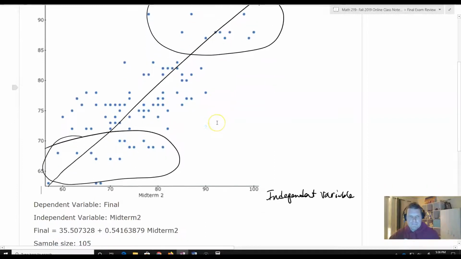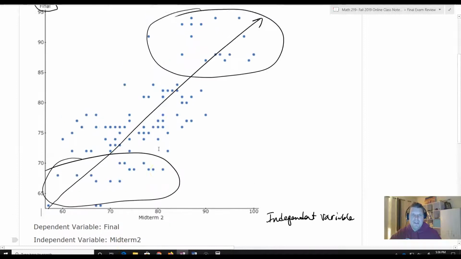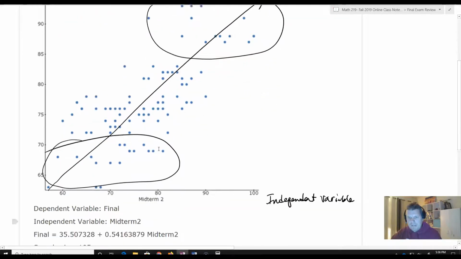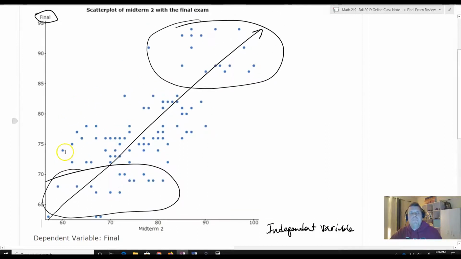All right. So we've got our dependent variable, final, and my independent variable, midterm 2. Now, in general, from a mathematical perspective, our independent variable is what we call our explanatory variable, and our response variable is our dependent variable. If I wanted to predict my final exam score, I would use my midterm score in order to do that, right?